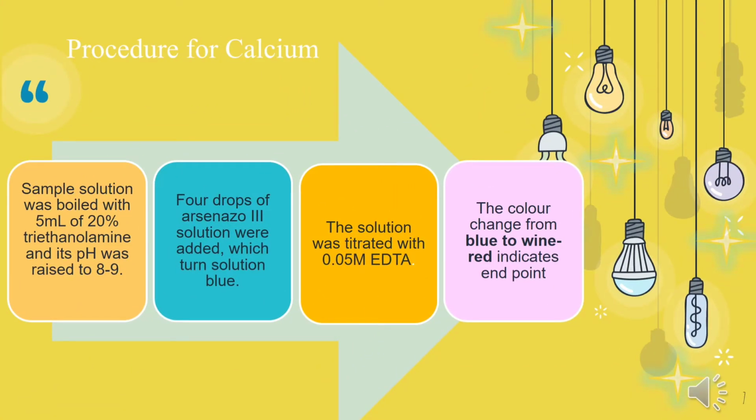The procedure for the analysis of calcium is that the sample solution was boiled with 20% triethanolamine to raise its pH to 8 to 9, and then 4 drops of indicator, which is arsenazole-3, were added and the solution turned blue. After that, the solution was titrated with 0.05 molar ethylene diamine tetraacetic acid. The wine red color due to the formation of calcium EDTA complex indicates the endpoint.